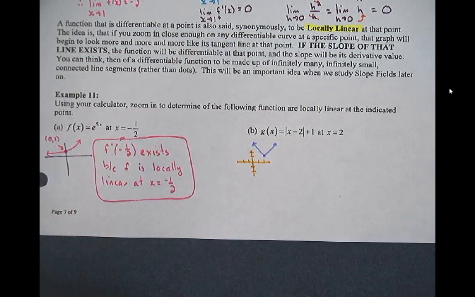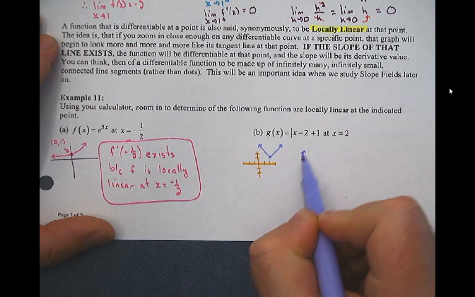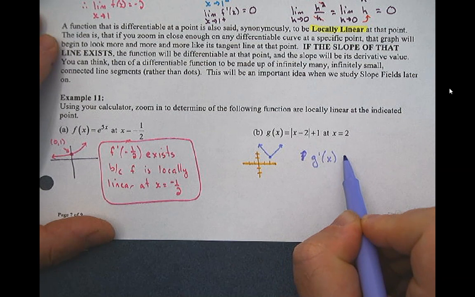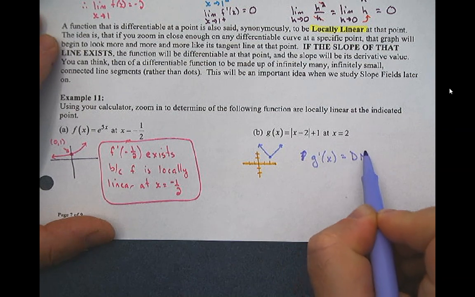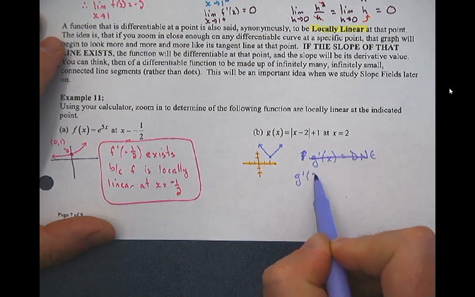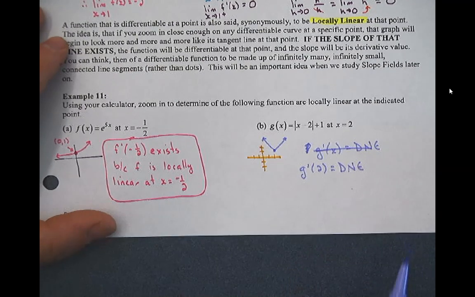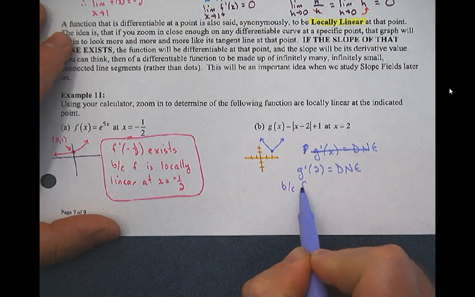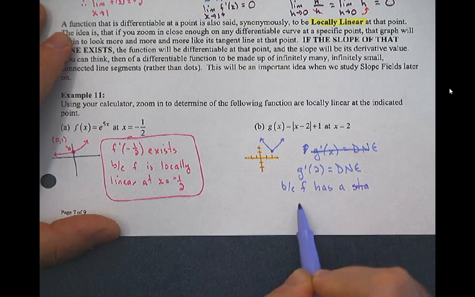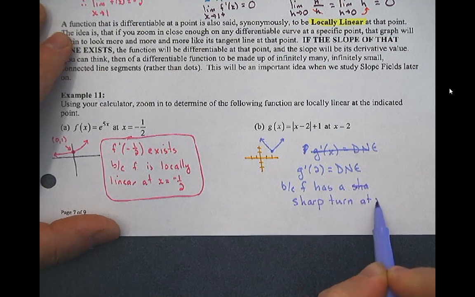Now let's use that same logic over here, except use it in a different way. F prime, g prime of x equals DNE. Dang it. G prime of 2 equals DNE. That's a lot better. Why does g prime of 2 equal DNE? Because f has a sharp turn at x equals 2.